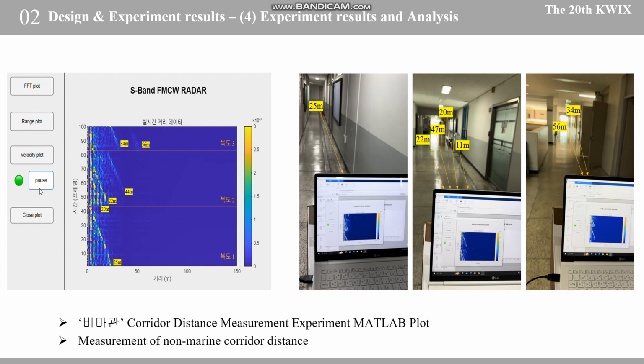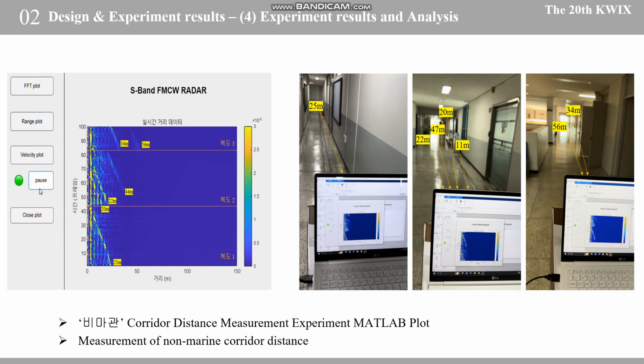In the case of corridor 1, it was measured at 25 meters, and it can be seen that it is gradually decreasing. There was no object in between, but the spectrum was still seen. This was confirmed to be the harmonic spectrum of low frequency noise, which is judged to be a system limitation.